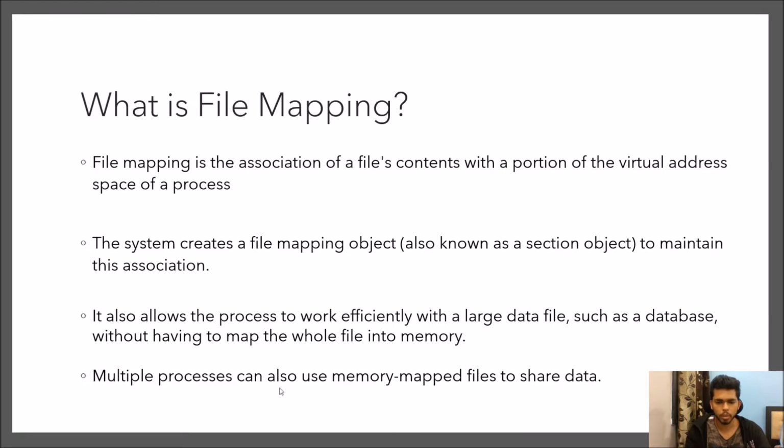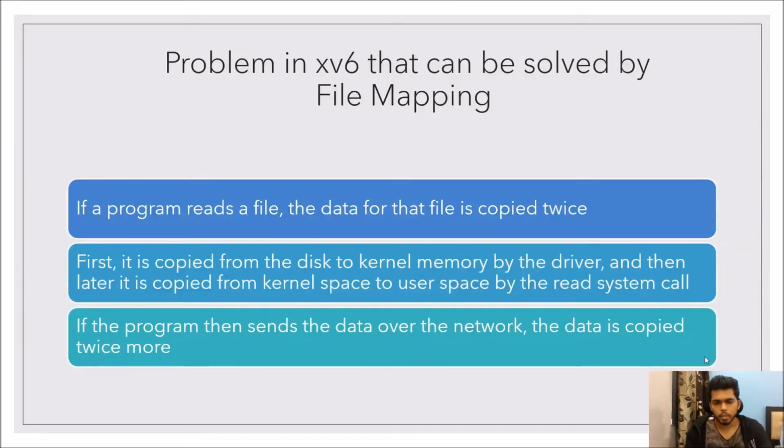It allows the process to work efficiently with large data files such as a database without having to map the whole file into memory. Next, let us discuss the problem faced in x86 because of the lack of file mapping. If a program reads a file, the data for that file is copied twice. First, it is copied from the disk to kernel memory by the driver, and then later it is copied from kernel space to user space by the read system call. If the program then sends the data over the network, the data is copied twice more, from user space to kernel space and from kernel space to the network device.